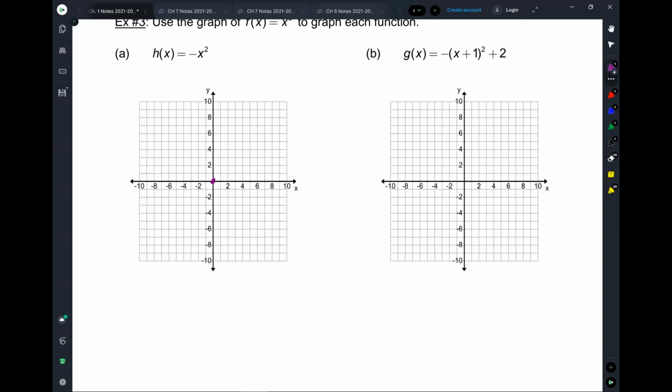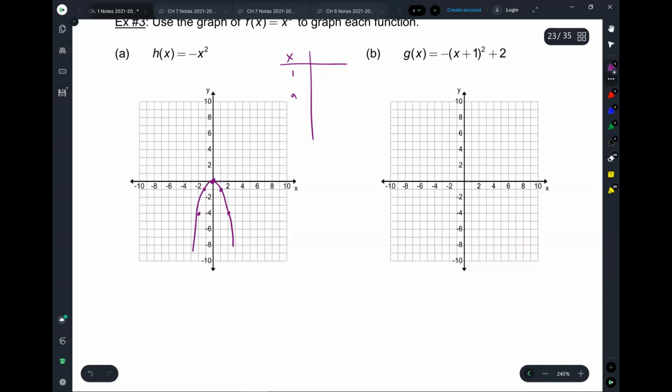So here, when you go over 1, we would have gone up 1. But now that there is a negative, you go down 1. When you go over 2, we would have gone up 4, but now I go down 4. Again, you have to put in the coordinates and label all of that good stuff. If you want to do a table, you can do a table. Put in 1, put in 2, and then you have to mirror the numbers over to the other side.